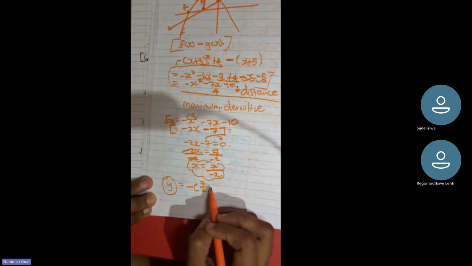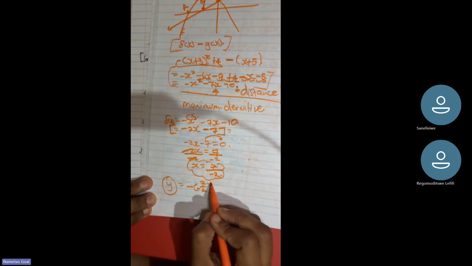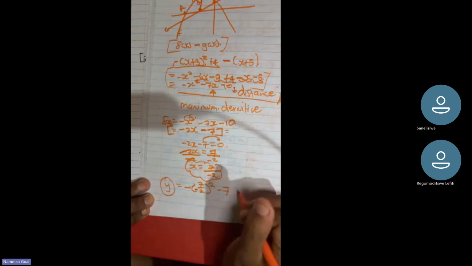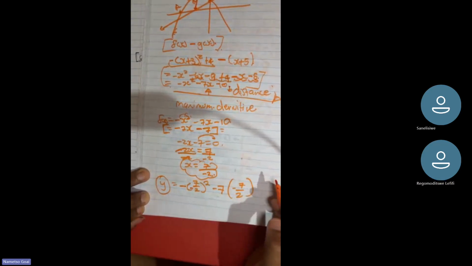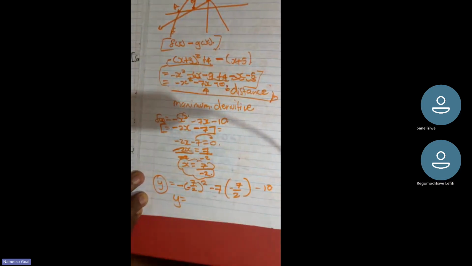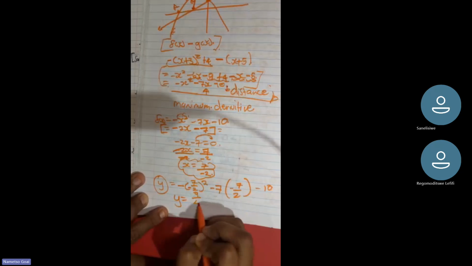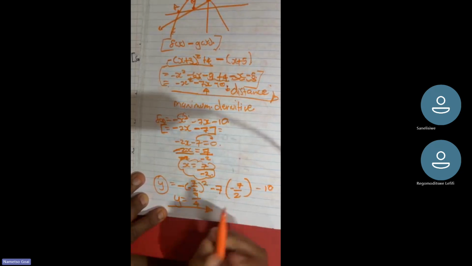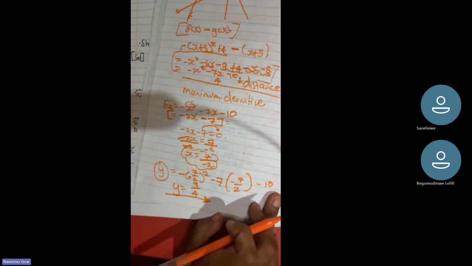Wait, is it negative? Yeah, negative 7 over 2, squared, minus 7 all into negative 7 over 2 minus 10, right? So our y value will be 9 over 4. So this will be the maximum distance between the two functions.